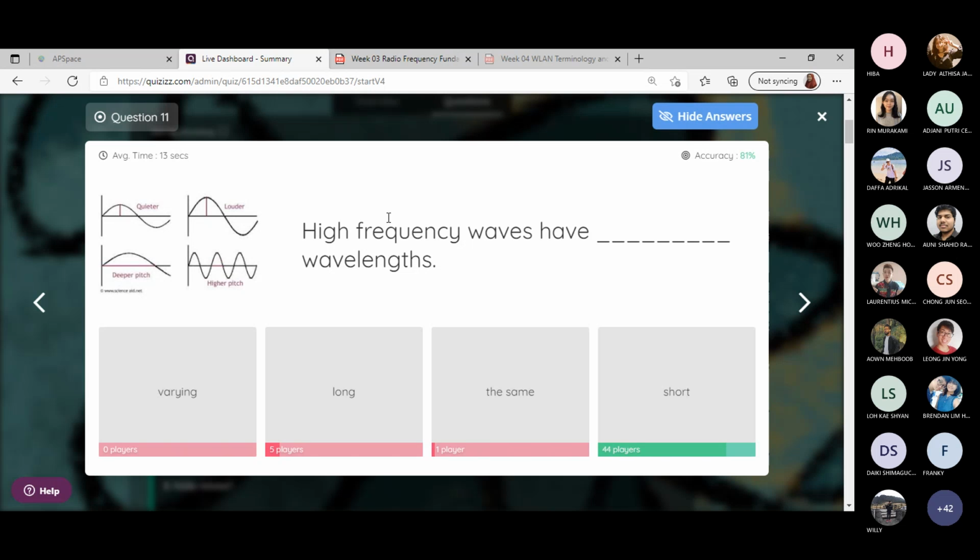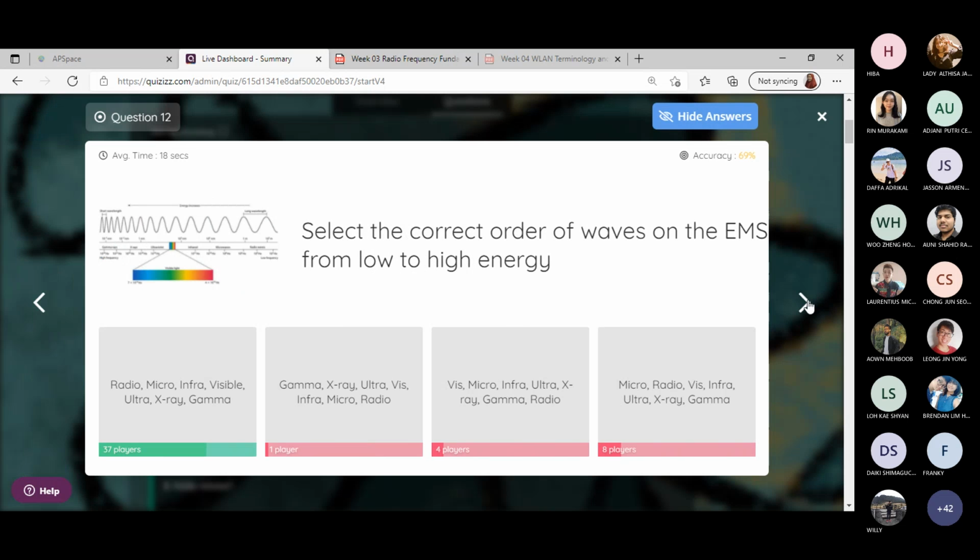Next one. A high frequency, of course, has a short wavelength. Like gamma is short, if it's higher than radio wave, right? You can use that kind of example. And then select the correct order. This one is also the same thing. You can refer to the spectrum. All right, low to high energy. Of course, low is radio. The high, I think this question is repeated, right? Sorry, repeated question.